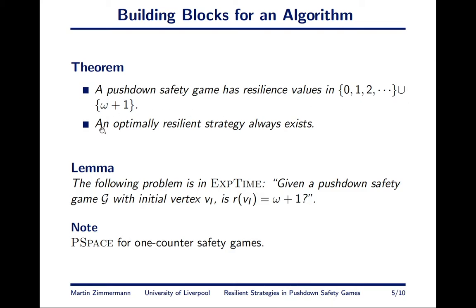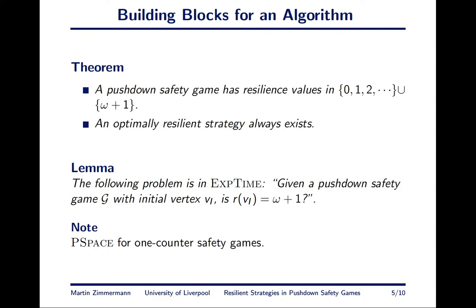And furthermore, we have shown that optimally resilient strategies always exist in pushdown safety games. So computing them is now a bit harder, just as computing the resilience values is harder because the graph is infinite, but at least we know that these optimal strategies always exist. Okay? And again, this is not true if you allow infinite branching. Then you might be in a situation where an optimally resilient strategy does not exist.